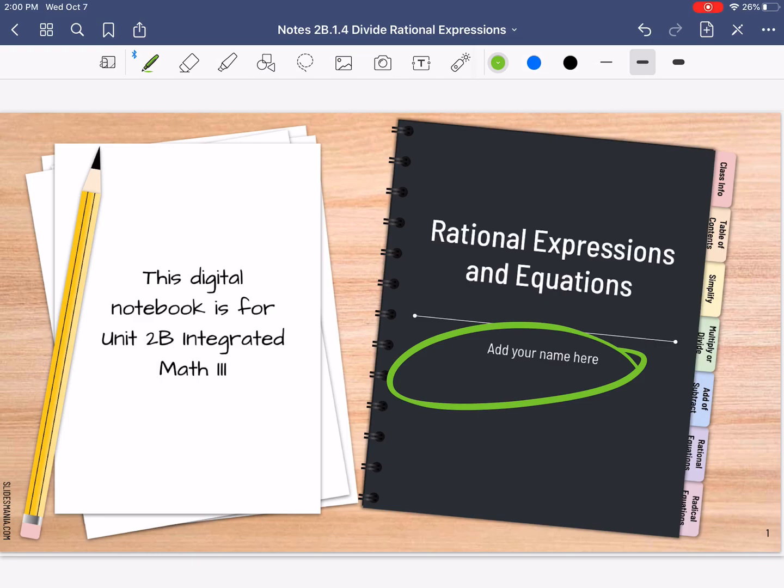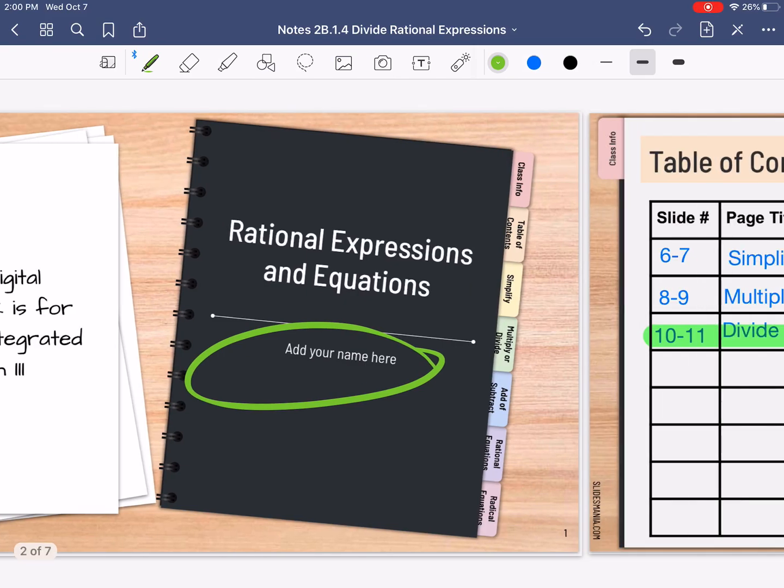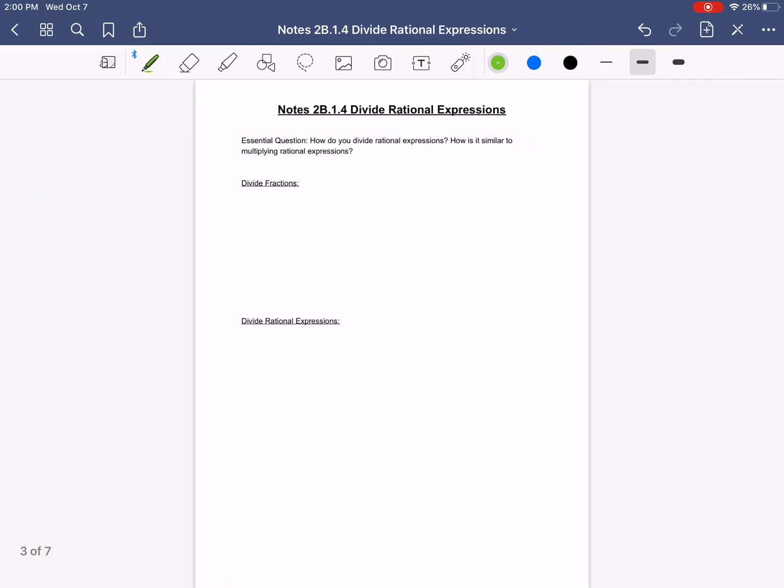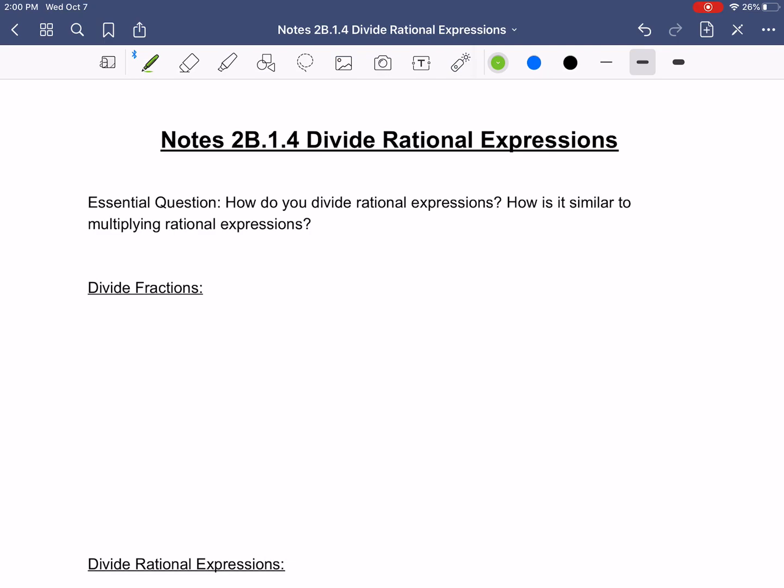Hey guys, these are our notes for dividing rational expressions. So we are in our new digital notebook we got this week. You can fill in your table of contents. You need a piece of paper just for a little bit of notes part, and then your workbook unit 2B. So I'm going to put the title at the top of your paper.